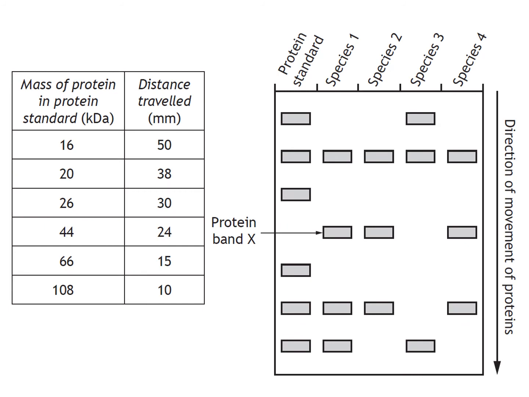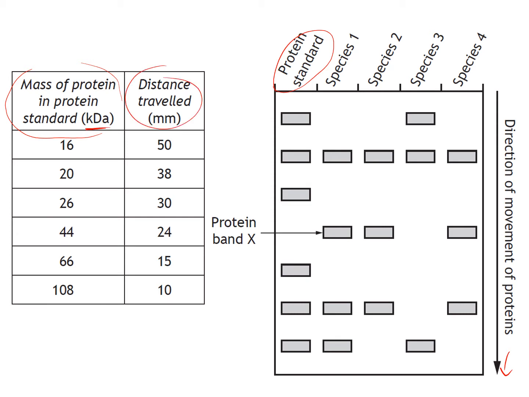So here's our gel picture. We have the direction of movement of proteins going down this way. We have our 4 species, and we have the bands that have been created as they've run down. What you've also got is the standard. So here's your standard here, and they're telling you the mass of the protein in protein standard in kilodaltons. You don't need to worry about that, but that's what that unit is there. And then we've got our distance travelled.